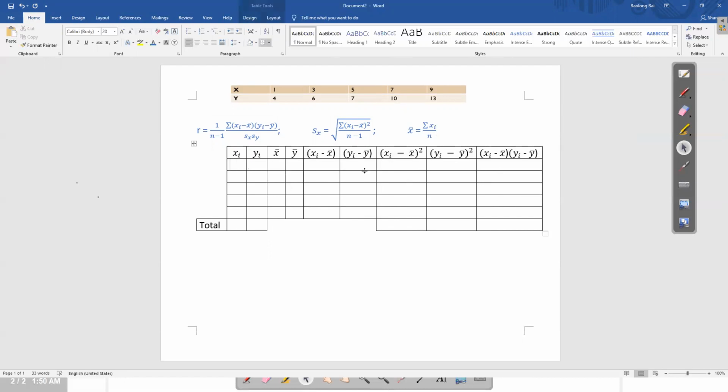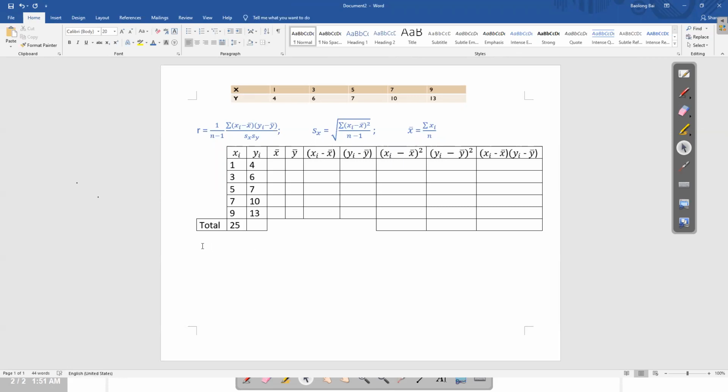To start, we're going to put the corresponding x and y values into the worksheet as a starting point. So 1 and 4, 3 and 6, 5 and 7, 7 and 10, and 9 and 13. Then just like before, we can calculate the column totals for some of the columns that we need. For the first column, we add them all up: 1, 3, 5, 7, 9. 1 and 9 is 10, 3 and 7 is 10, 10, 10, and 5, that's 25.